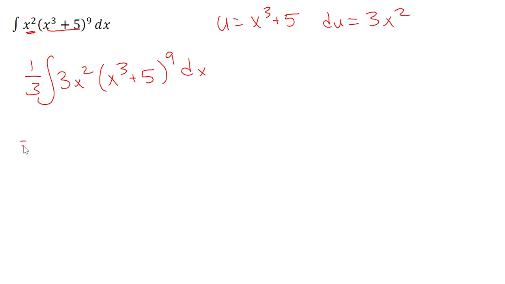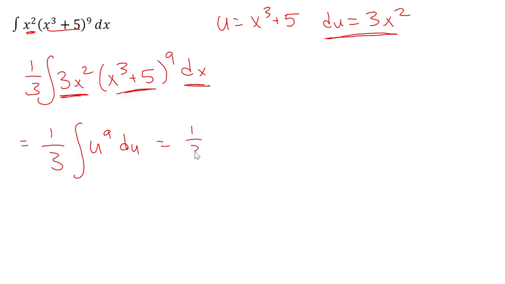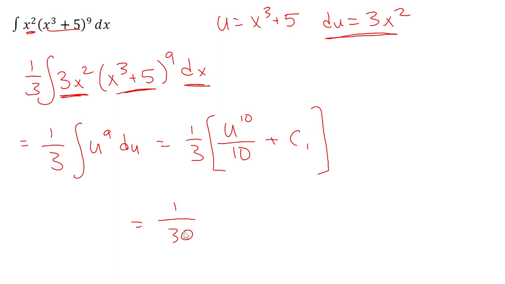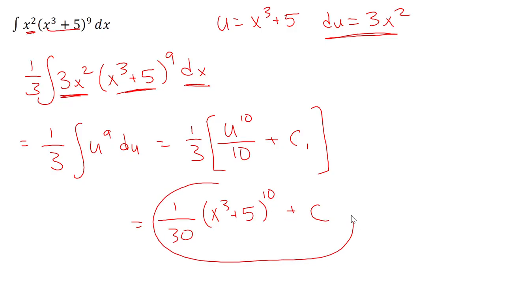So now what we end up with is 1/3 of the integral of u to the 9th du, right? Noting that the 3x squared and the dx turn into the du. And then our x cubed plus 5 is just u, so it's u to the 9th. So we end up with 1/3 of u to the 10th over 10 plus some constant. And of course, that'll be 1/30th of u to the 10th plus a constant. And u was x cubed plus 5, so we might as well just replace that now. And there's our final answer.